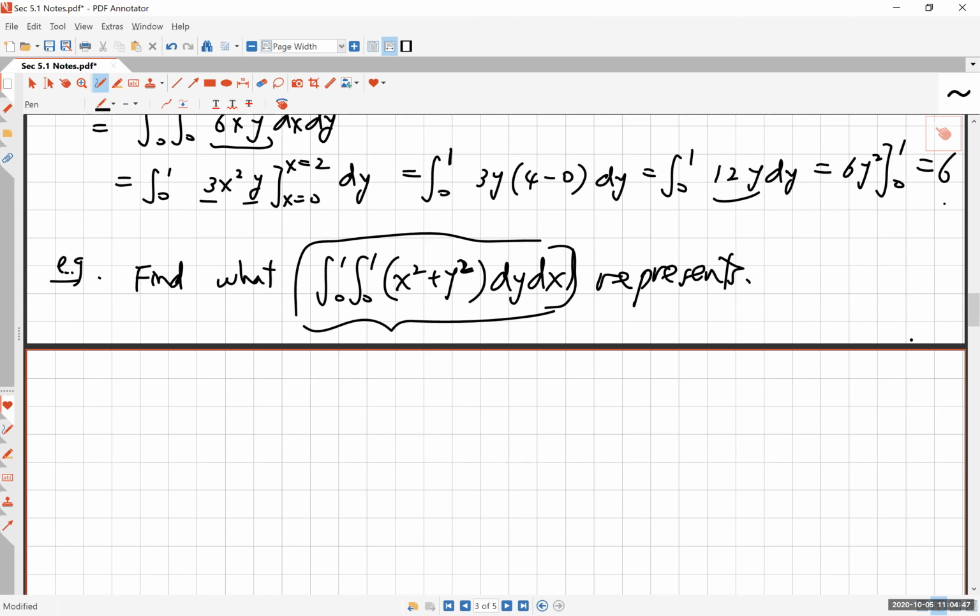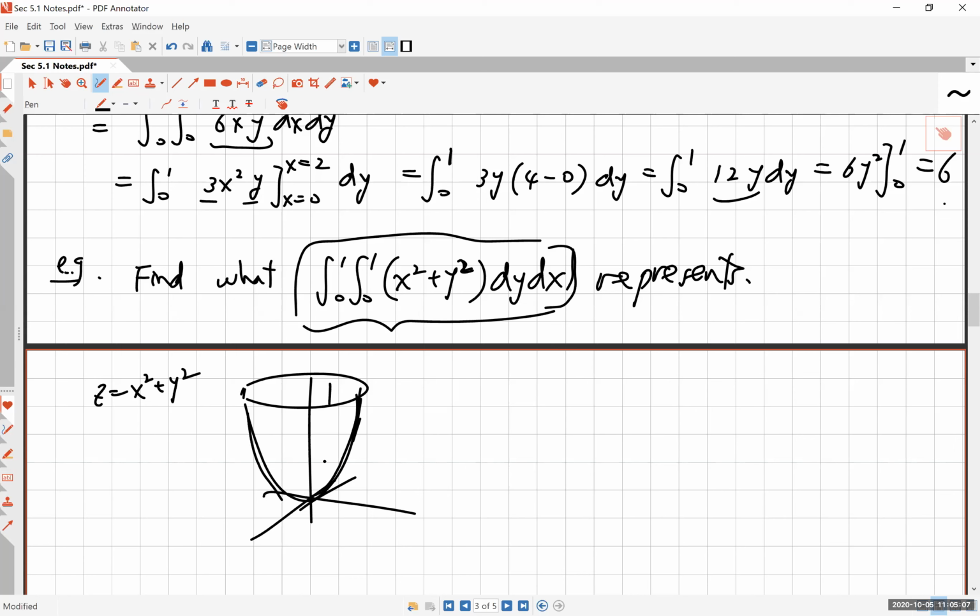What does this represent? You can say it represents the volume of a solid under this surface, x squared plus y squared. What does x squared plus y squared look like? Well, that's going to be a paraboloid, right? Because you can do traces if you like.